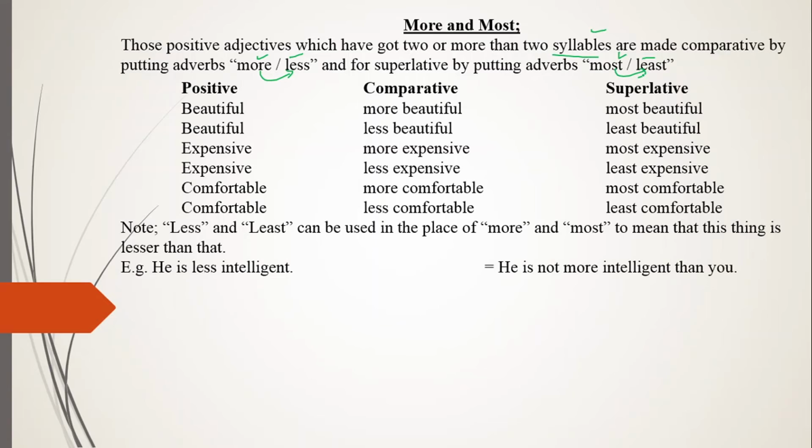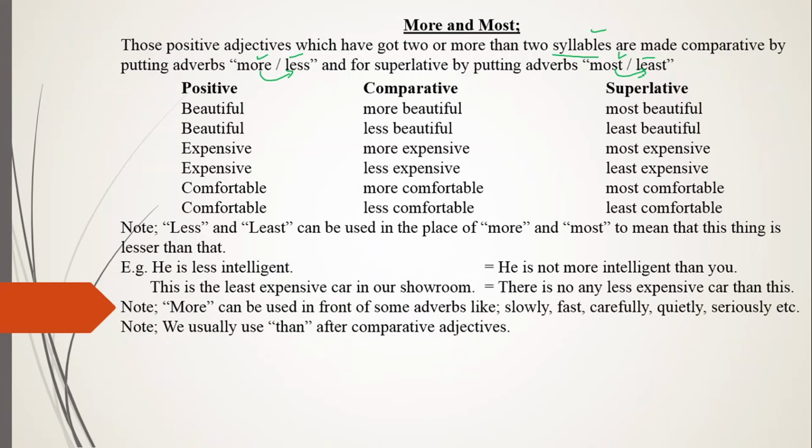Example: He is less intelligent is equal to He is not more intelligent than you, means over there it gives the meaning of not in more. And one thing should be noticed, that this is the least expensive car in our showroom, and there is not any less expensive car than this, means it is the least expensive car. So least means we don't have that cheap more than that.